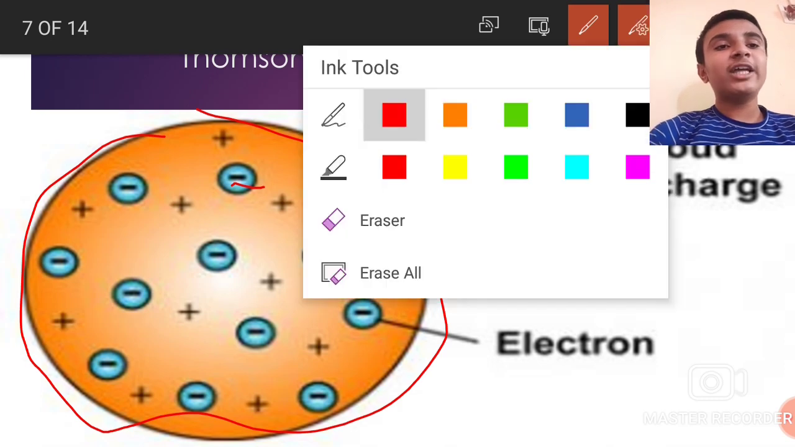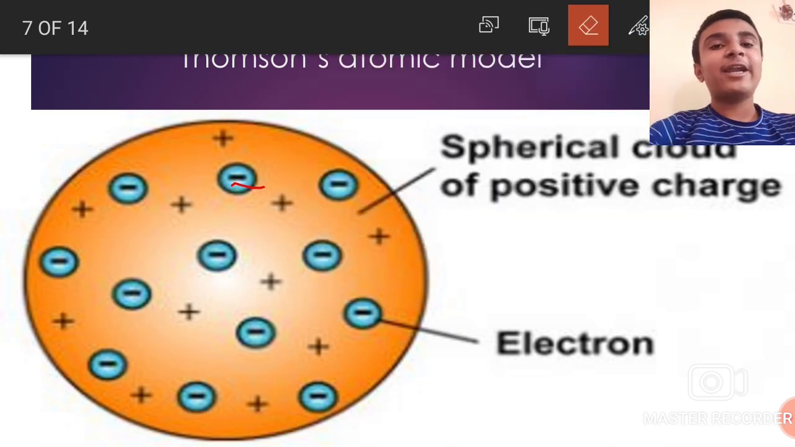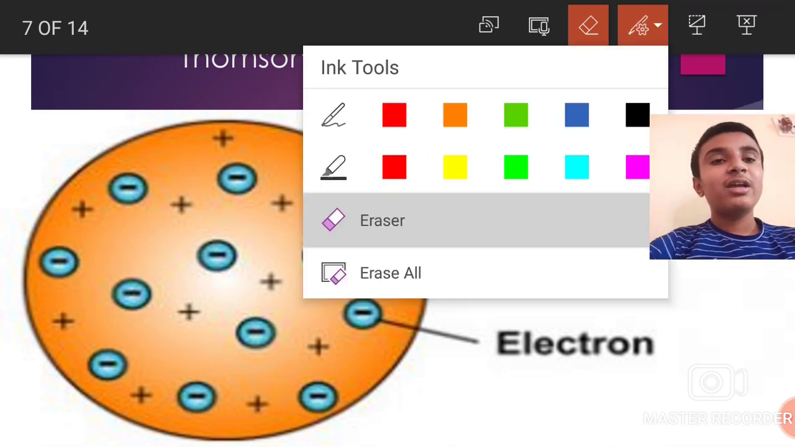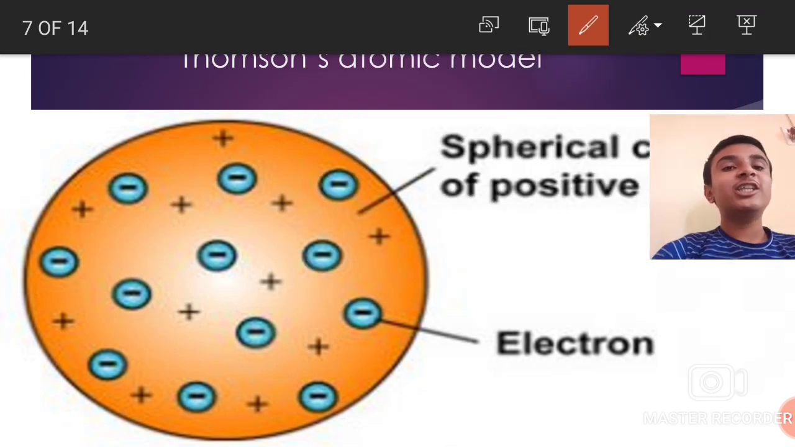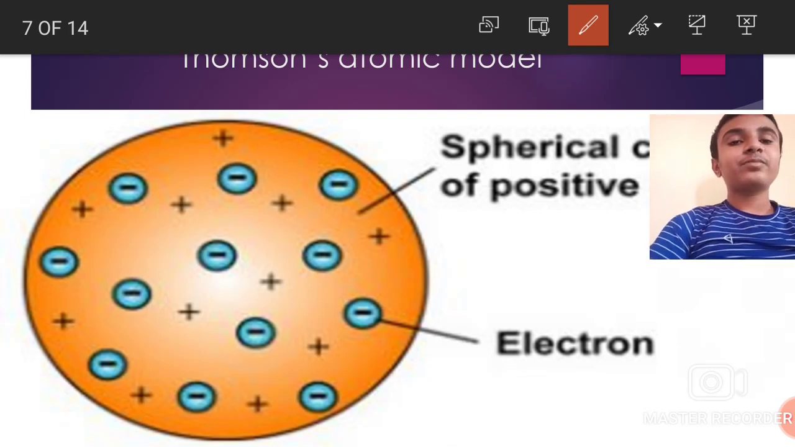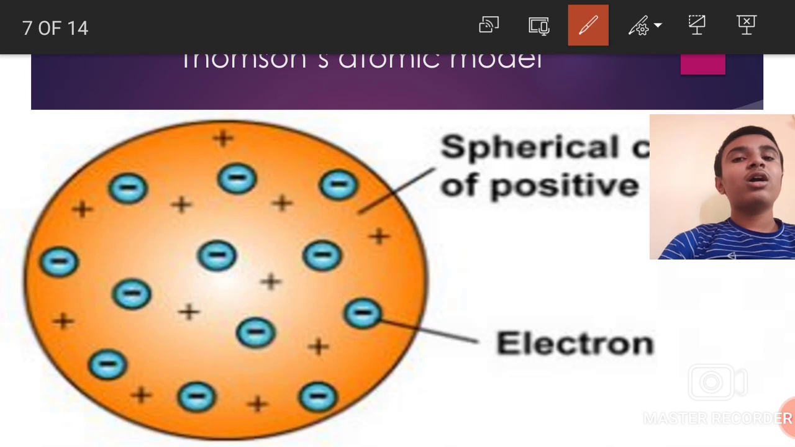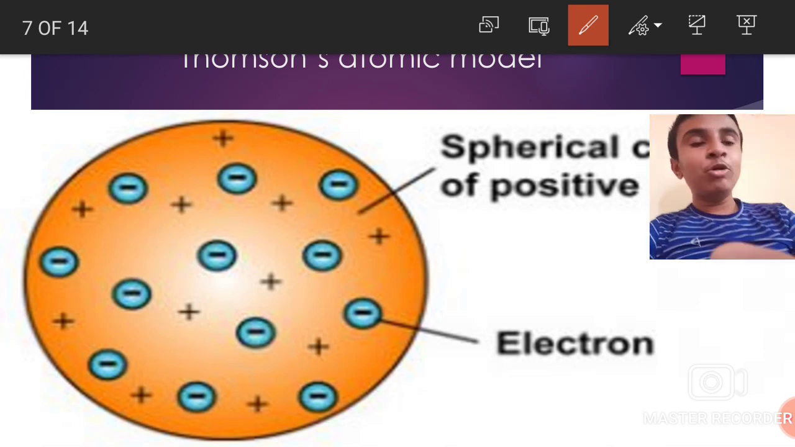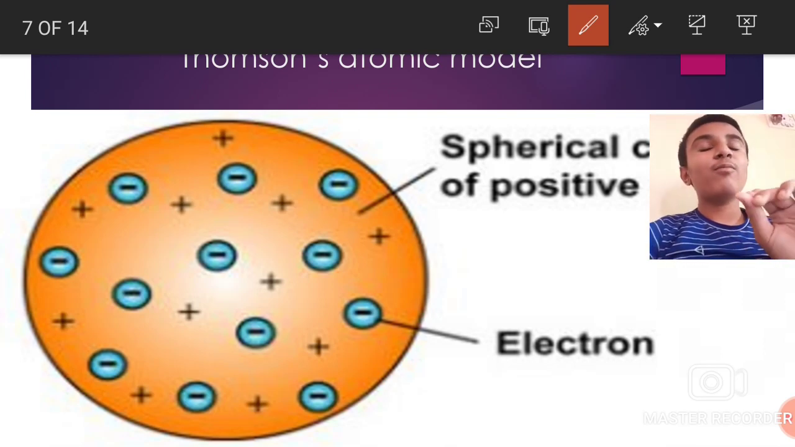This is also called the plum pudding model of an atom. As you know, plum pudding is a special Christmas dish prepared on Christmas. It is a dish used to celebrate Christmas. In that way, he used the plum pudding model to describe his atomic model.